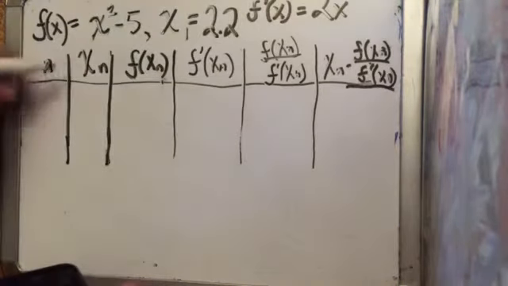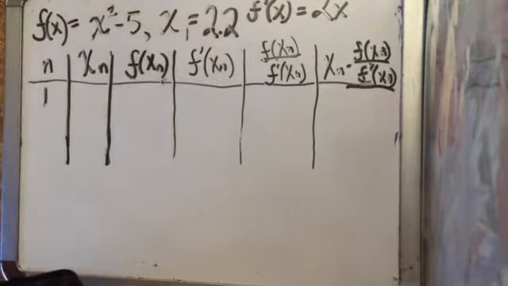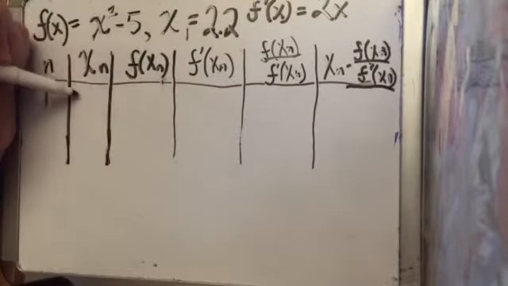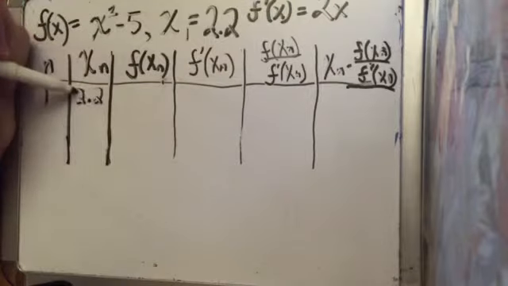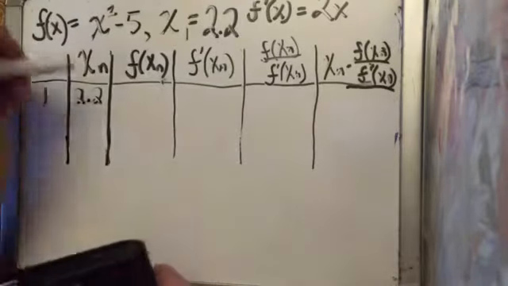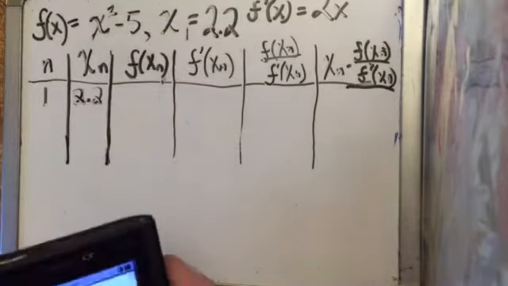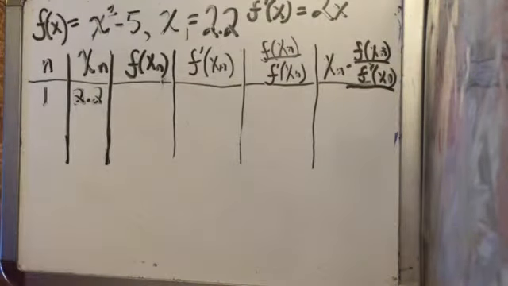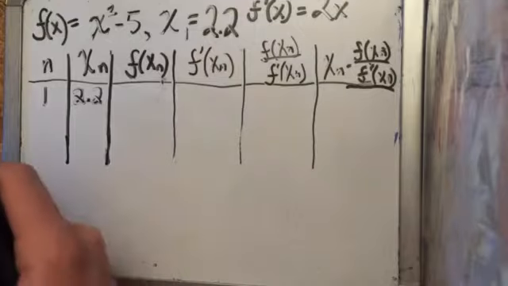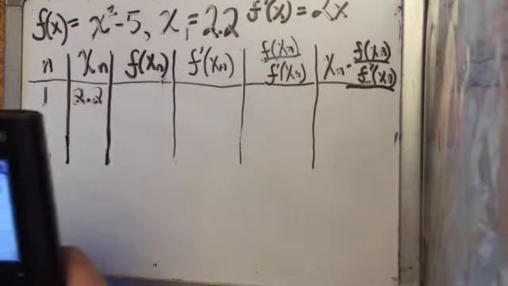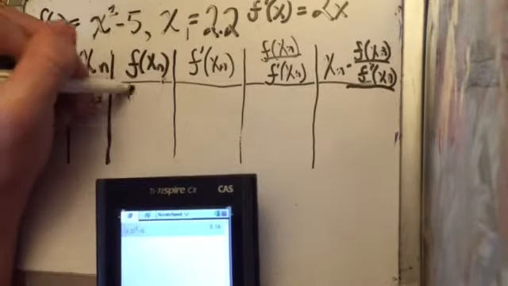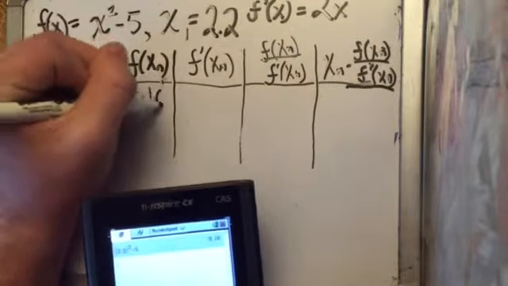So we know n is 1 because we're starting off with x sub 1. So what you'll put in for the x sub n is the number that x sub n is, which right now x sub 1 is 2.2. So first we're going to do f of x sub n, which is 2.2 squared minus 5, and that is negative 0.16.